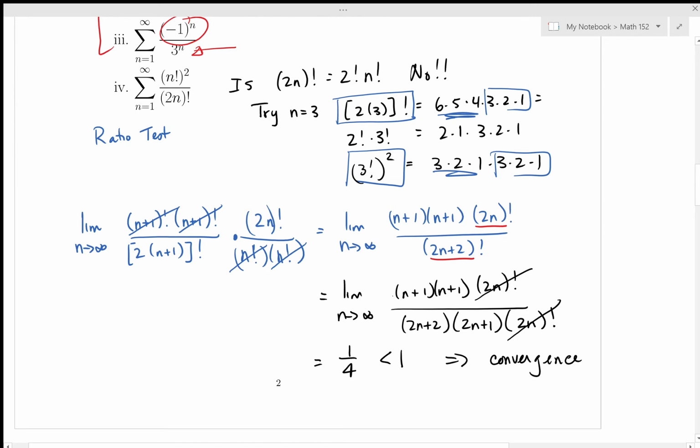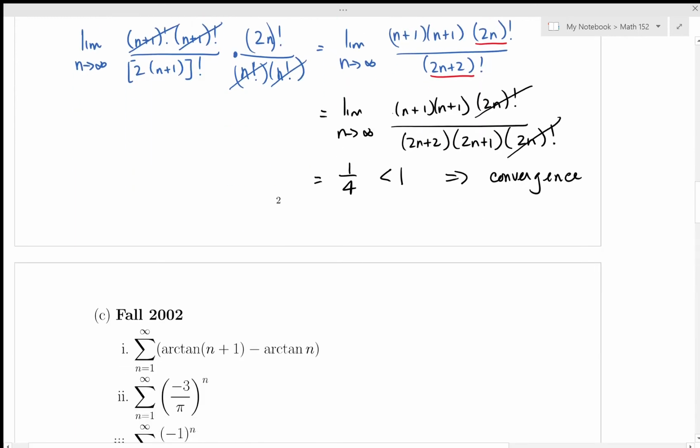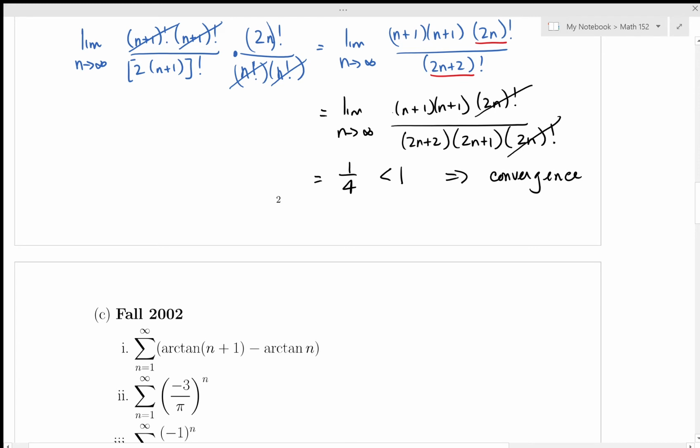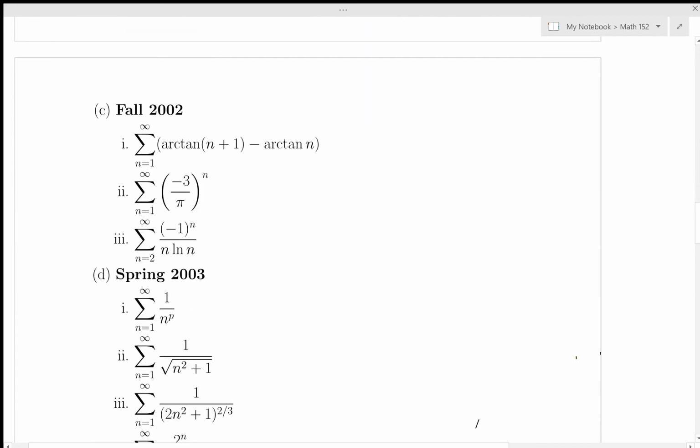Okay, a little bit more detail on that one. It takes a little bit of practice to work with the factorials. We're going to see that when we start with the Taylor series for functions, the factorial is going to come up all the time.